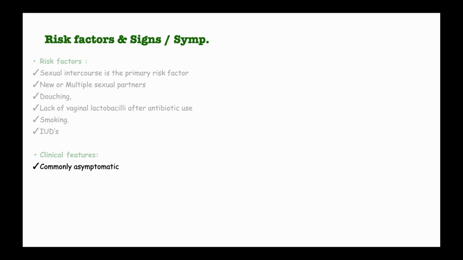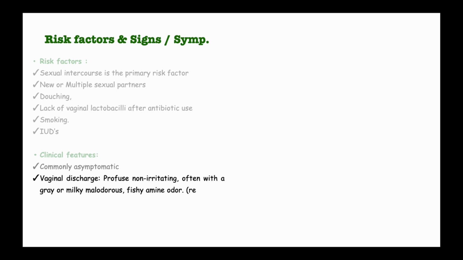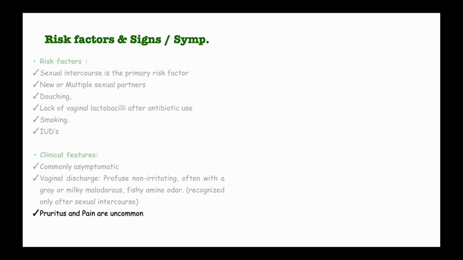Now, what we also see is that the vaginal discharge, when they begin to show symptoms, may include profuse, non-irritating discharge. And this discharge is often gray or milky, with a malodorous, fishy, amine odor. And this is usually recognized after sexual intercourse. And we also do not usually find pruritus as well as pain in these women.